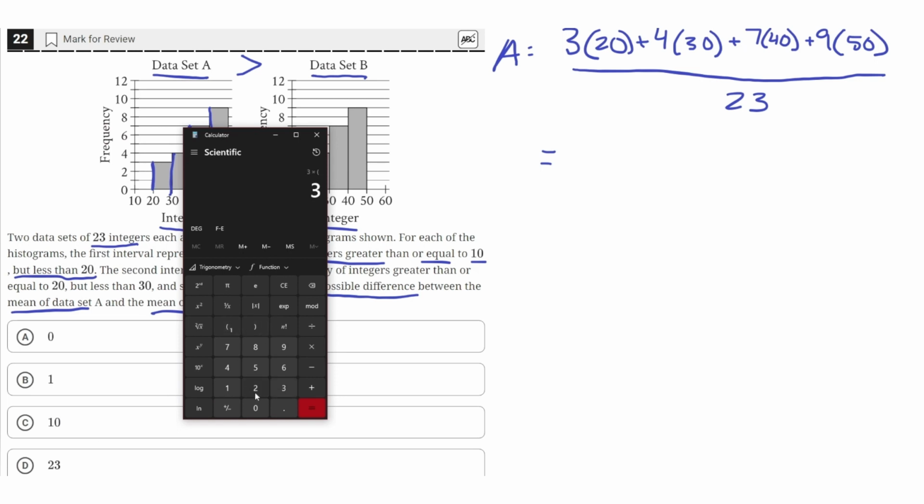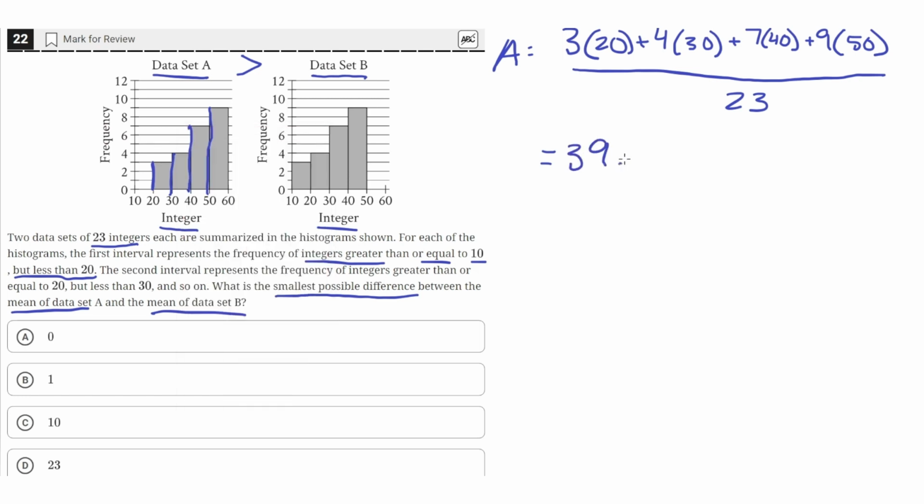So 3 times 20 plus 4 times 30 plus 7 times 40 plus 9 times 50. That's equal to 910 divided by 23. And that's about 39.56. So that's the mean of dataset A.